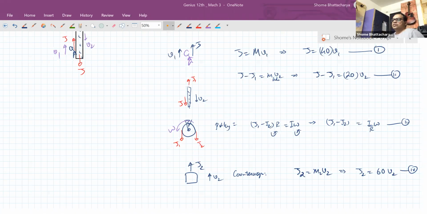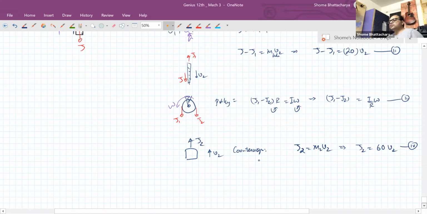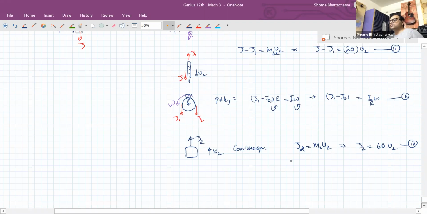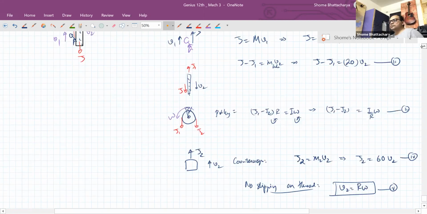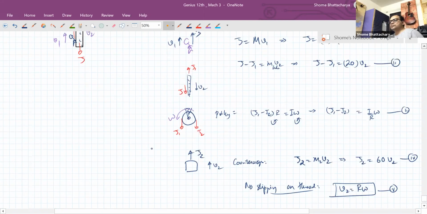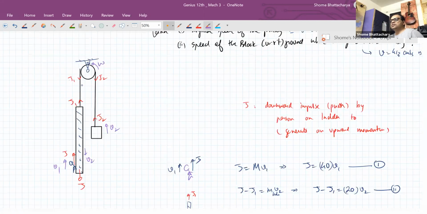Now also the thread is not slipping. So no slipping condition for the thread. So you have V2 is equal to R omega. Because the thread is coming down over here with the speed V2, going up over here with the speed V2, and is rotating with omega. So V2 must be equal to R omega. That's the constraint relation.